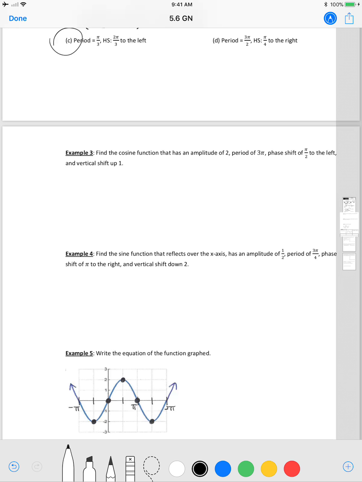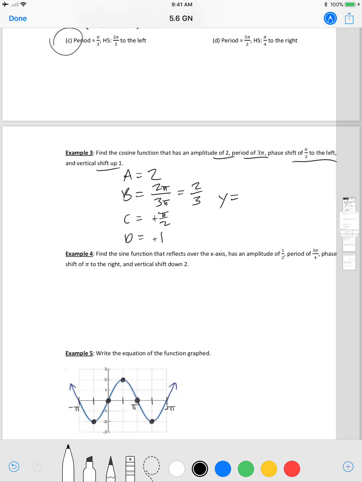Example 3. Now I need the cosine function that has an amplitude of 2. So what's A? It's going to be 2. Period of 3 pi, so B is 2 pi over 3 pi, 2 over 3. A phase shift of pi over 2 to the left, so pi over 2 to the left means that's plus pi over 2. And then vertical shift up 1, so plus 1.